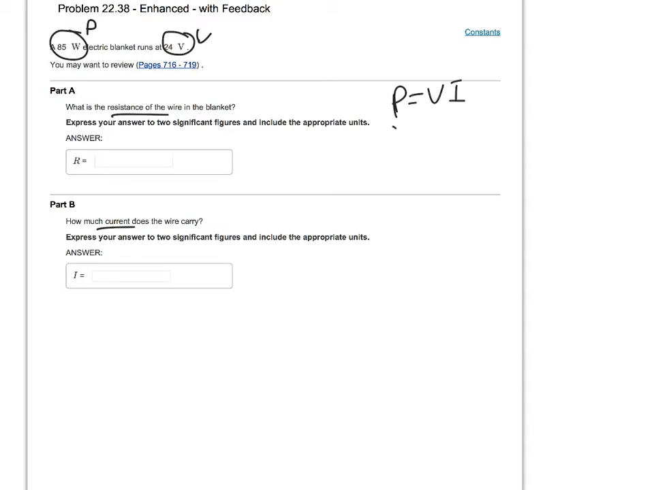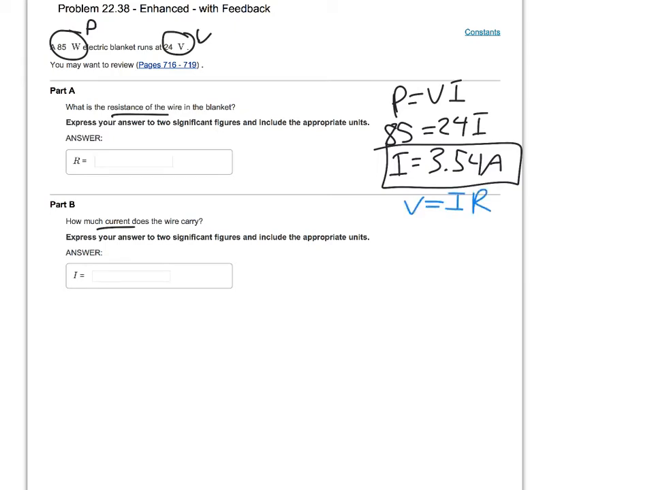All right, we know we have a power here of 85 watts. That's going to be equal to my voltage, which is 24, times my current. So I go ahead and solve this for my current, and I find that my current here is going to be 3.54 amps.